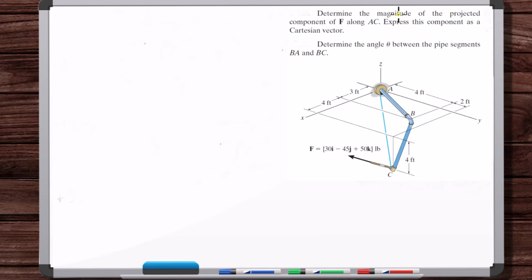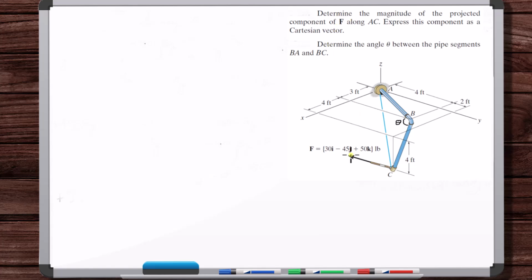Determine the magnitude of the projected component of F along AC. Express this component as a Cartesian vector. And then also we want to determine the angle theta between the pipe segments BA and BC. So this angle theta, well, we can use the dot product for both of these.